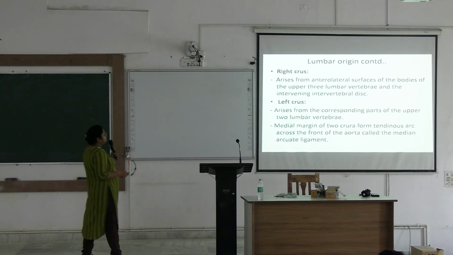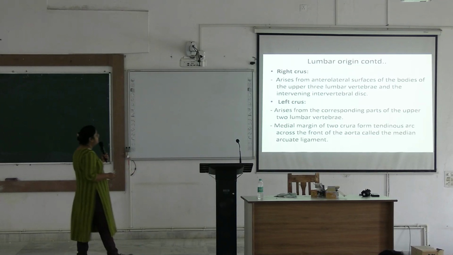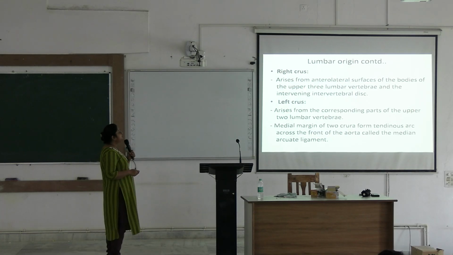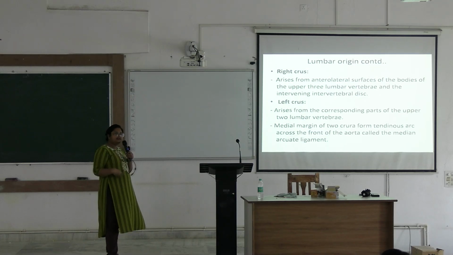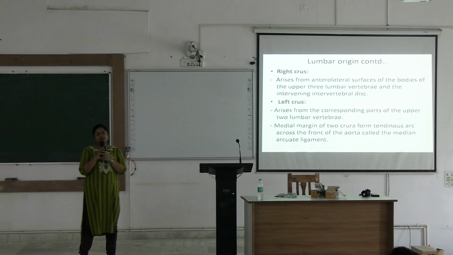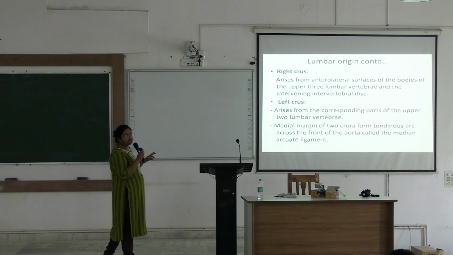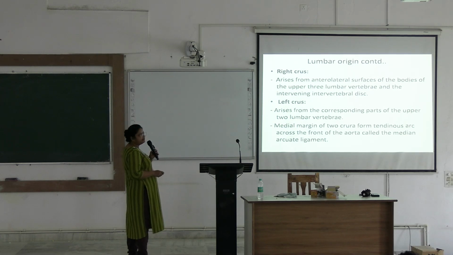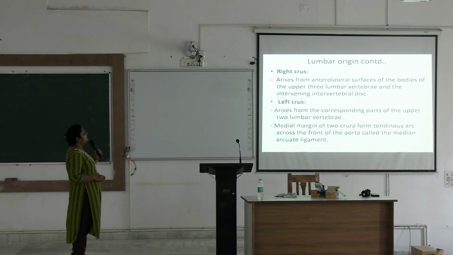Okay. Next are the two crura, right crus and left crus. The right crus arises from the anterolateral surfaces of the bodies of the upper three lumbar vertebrae, L1, L2, L3. This extent is important, it comes in your MCQ. The right crus extends up to L3, but the left crus extends up to L2 and the intervening intervertebral disc. The left crus arises from the corresponding parts of the upper two lumbar vertebrae, L1 and L2.